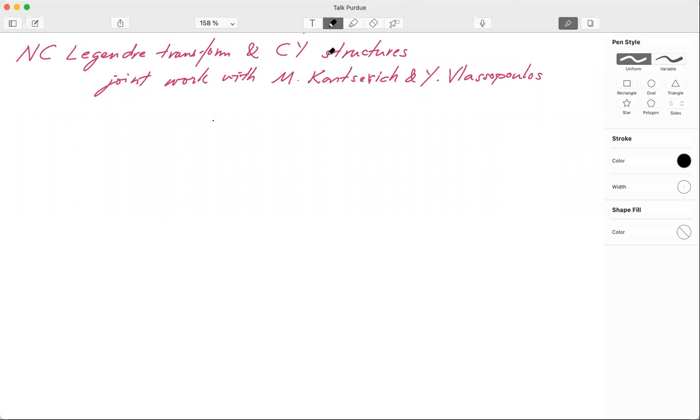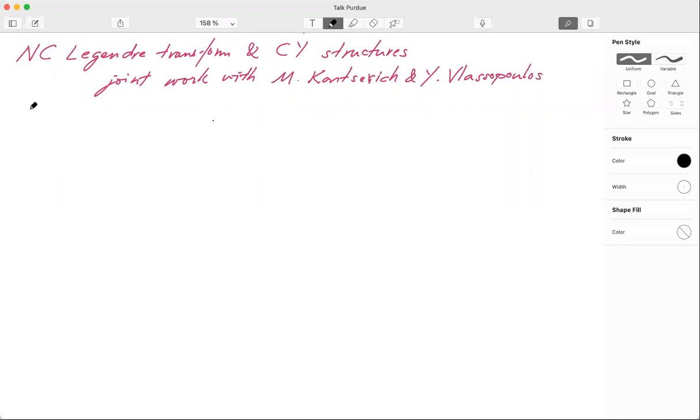So I'm going to talk a little bit about some joint work that I have with Maxim Kontsevich and Yiannis Vlassopoulos. This is actually related to a project that these two had for a long time, and I picked it up, and I just want to tell a little bit about some new perspective on it, and explain a little bit how it has to do with non-commutative geometry and the Legendre transform. And then hopefully at the end, I can talk about some applications.